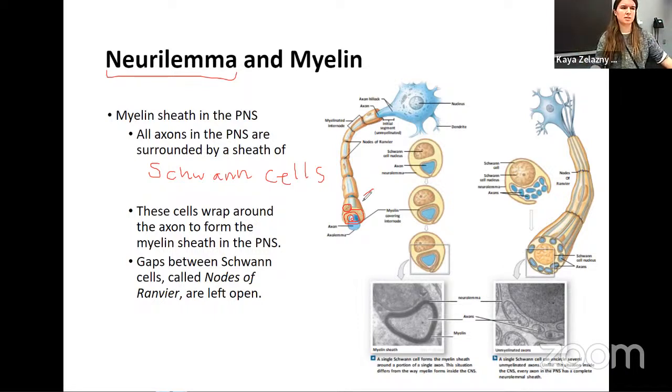So when we talked about that saltatory conduction, that's the fancy word for that jumping conduction of action potentials, right? Here, here, here, right? Those are the gaps between the Schwann cells.